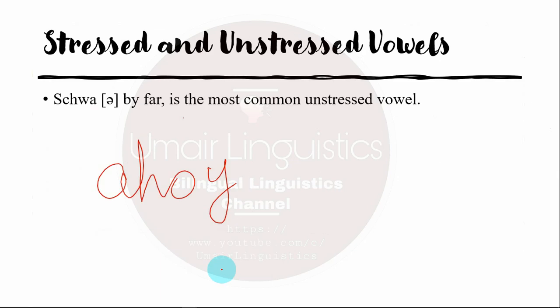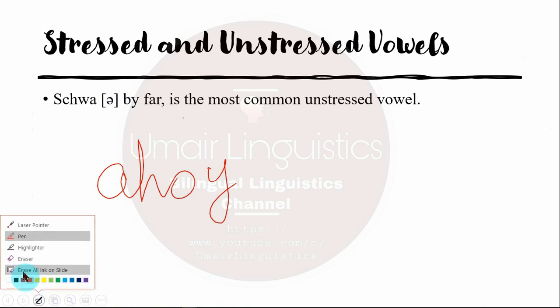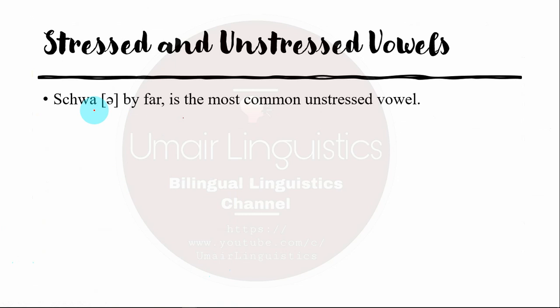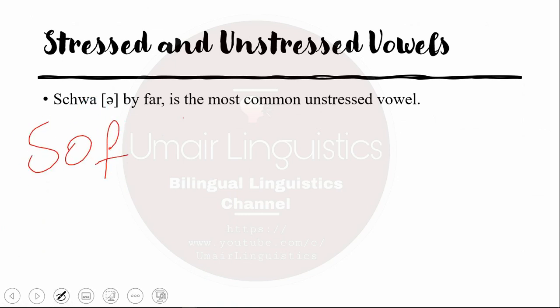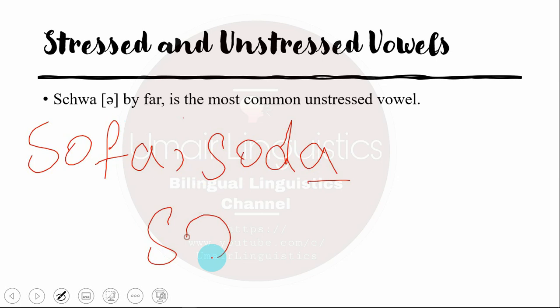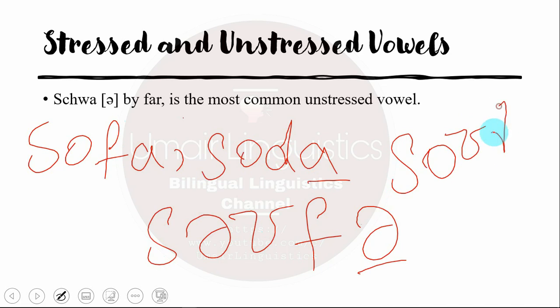When we want to mark stress syllables, as far as schwa is concerned, by far it is the most common unstressed vowel. All right, and it comes at various positions in words. For example, if we talk about sofa or soda, it comes at the end. Don't be confused with this. I have just written both the American and the British transcription. So, sofa and soda.